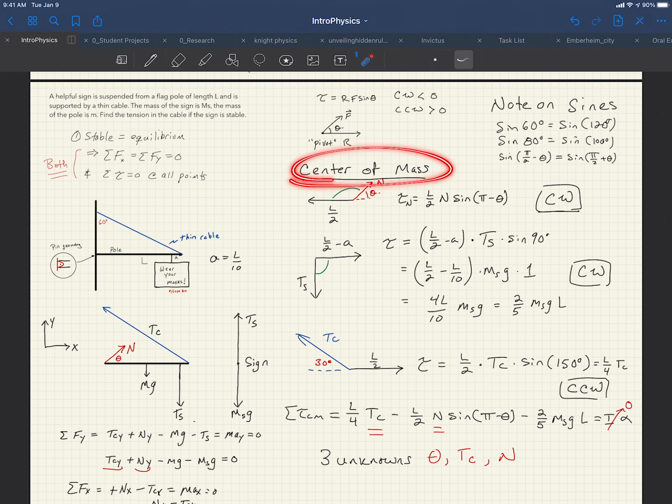But because we did our sum of torques around the center of mass, we eliminated one of the things that we knew. That's not a problem necessarily. But we included two forces that we didn't know. And that's what made it hard. So now let's think about this for a minute.